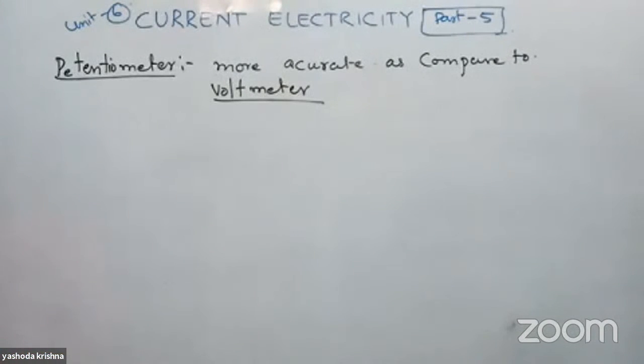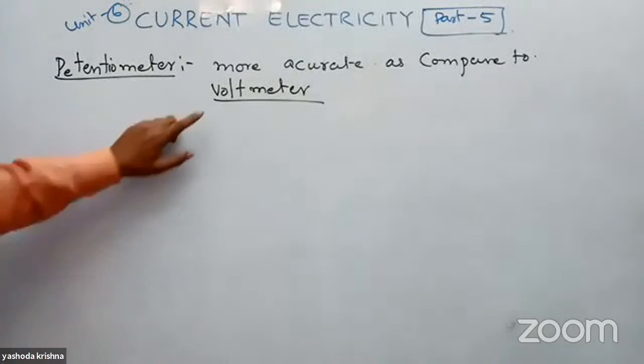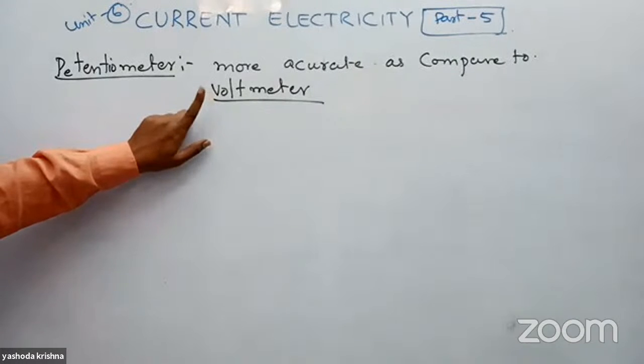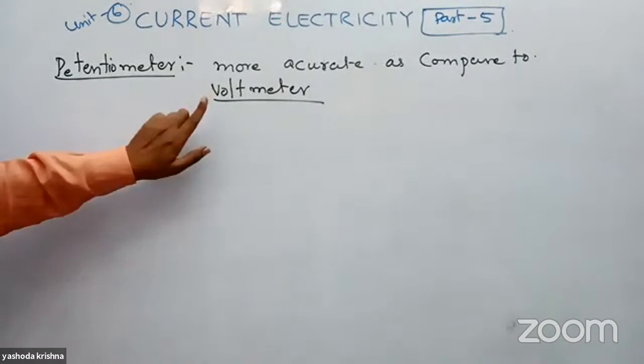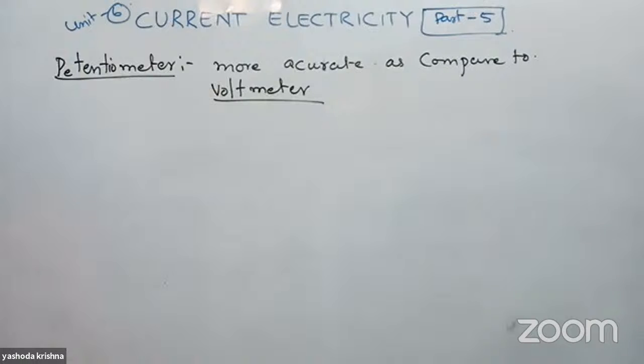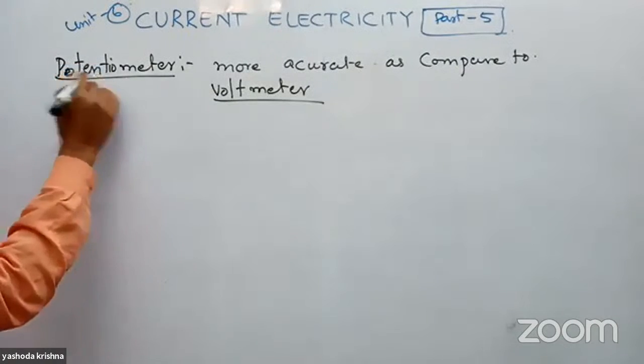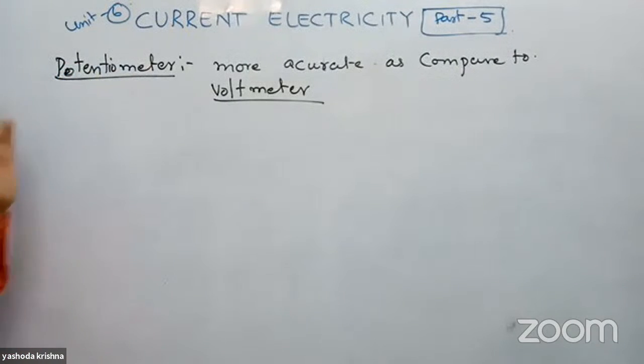What is a voltmeter? A voltmeter is used more often due to its small size. It is small in size, more convenient compared to a potentiometer. Here we get more accurate values. Potentiometer is used to measure voltage difference.